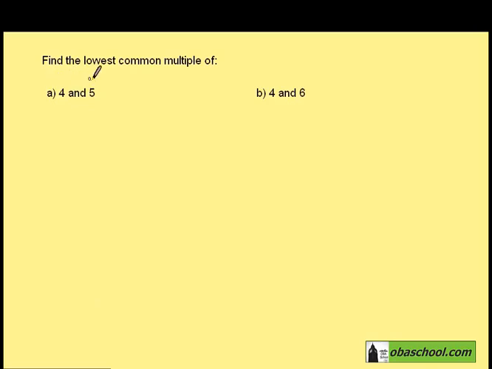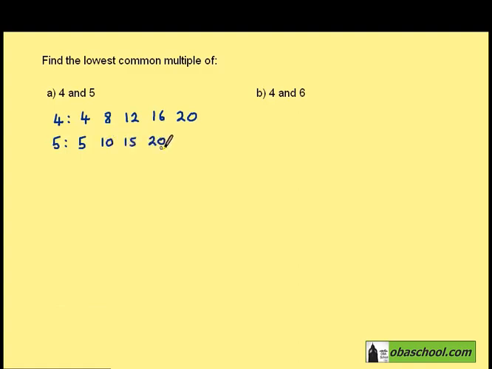We want to find the lowest common multiple of 4 and 5. A good technique for doing this is to start writing down the times table for the smaller number. I usually write down the first 5 to begin with. Once I've done that, I go to the other number and write down its times table.